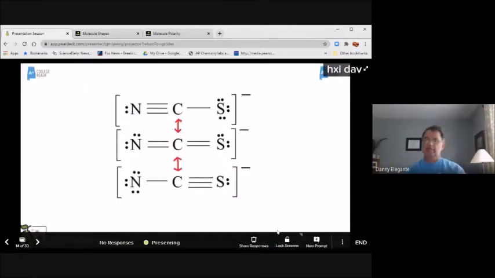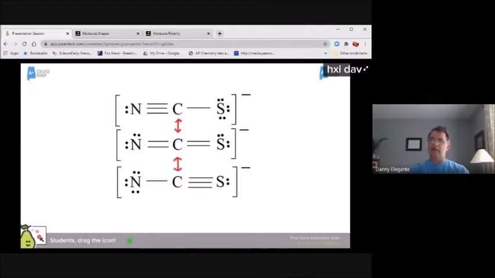Right, so y'all decide which one is the best. You can drag the icon based on formal charge, drag the icon to which one you think is the best one. This is called the thiocyanate polyatomic ion. If you need a little bit of help along the way, nitrogen has 5 valence electrons, carbon has 4, and sulfur has 6. So which one do you think is the best based on formal charge?